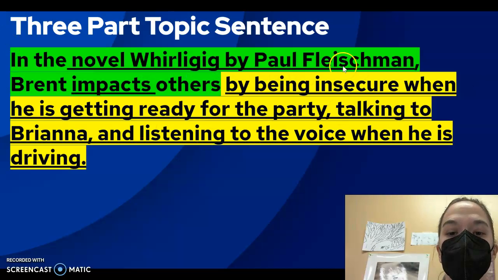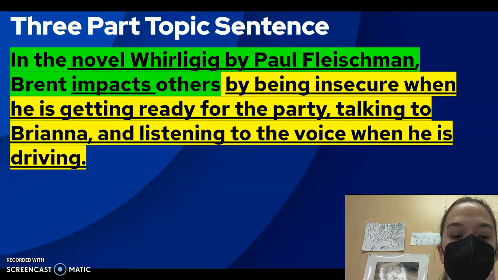So in the novel Whirligig by Paul Fleischman, Brent impacts others. All that's the same. Here's where it's different. By being insecure when, that's our key word here, he is getting ready for the party, talking to Brianna, and listening to the voice when he is driving. All three of those things are going to now be in my body paragraph. I'm going to find evidence for those three things, okay?